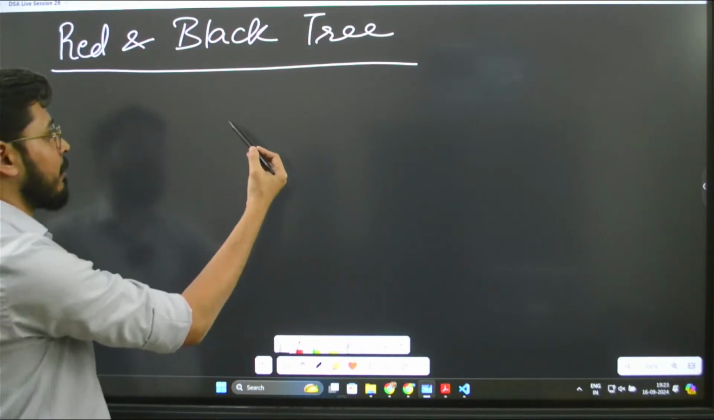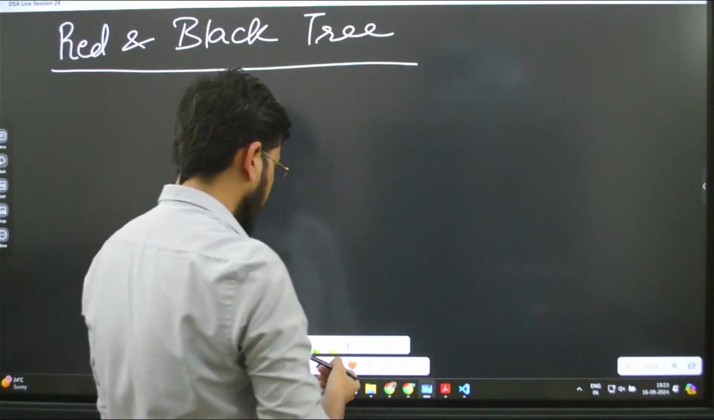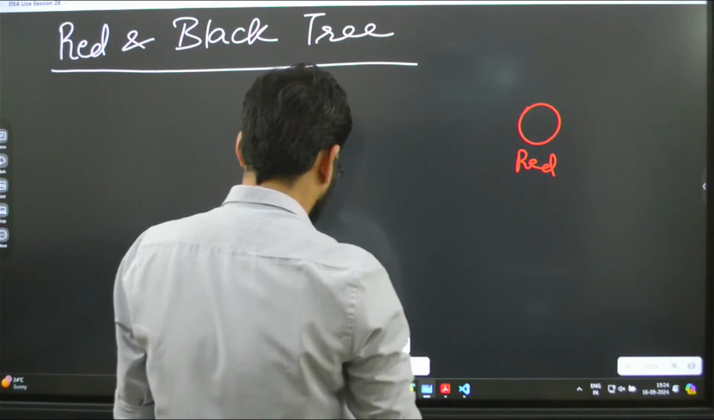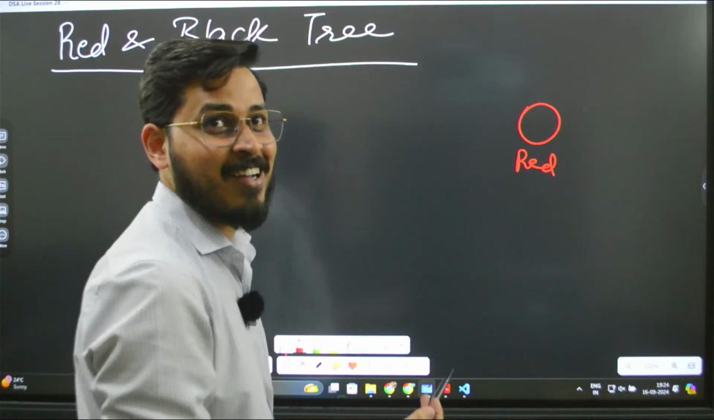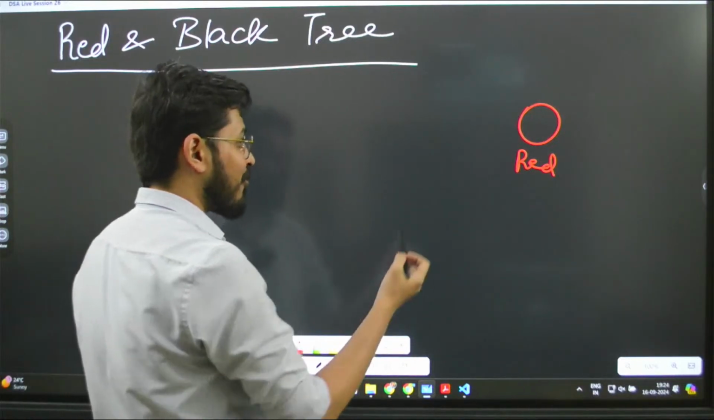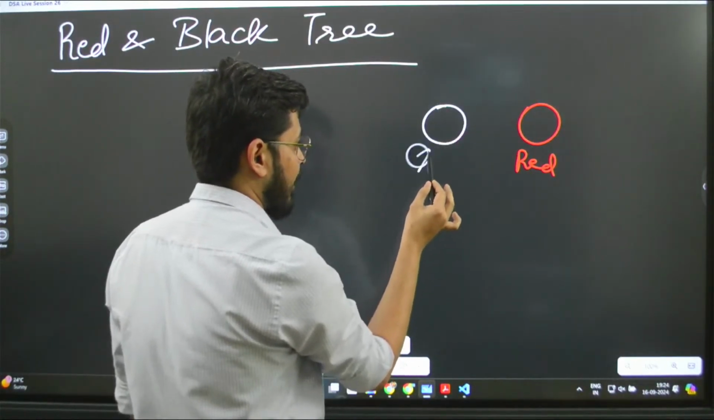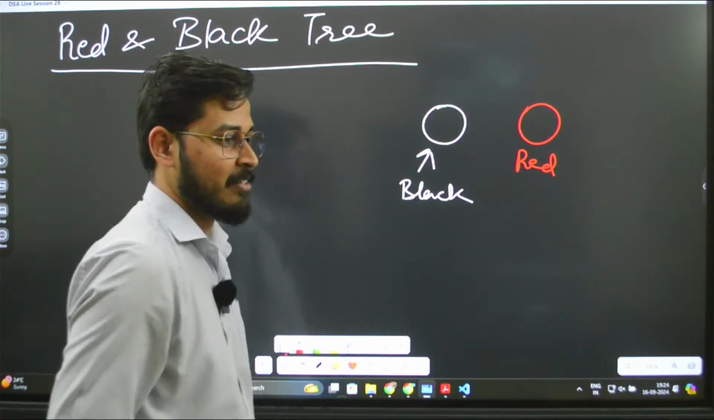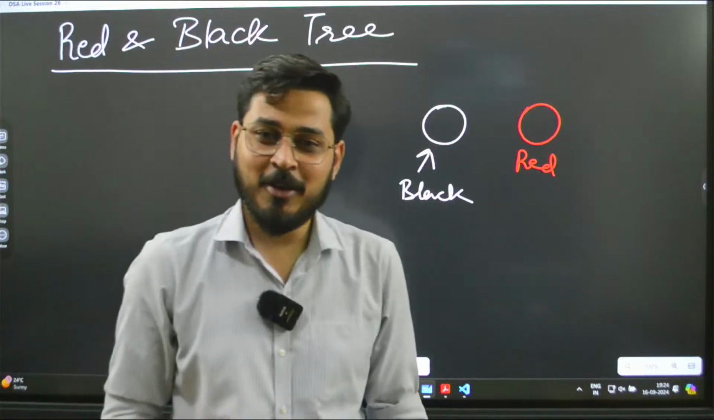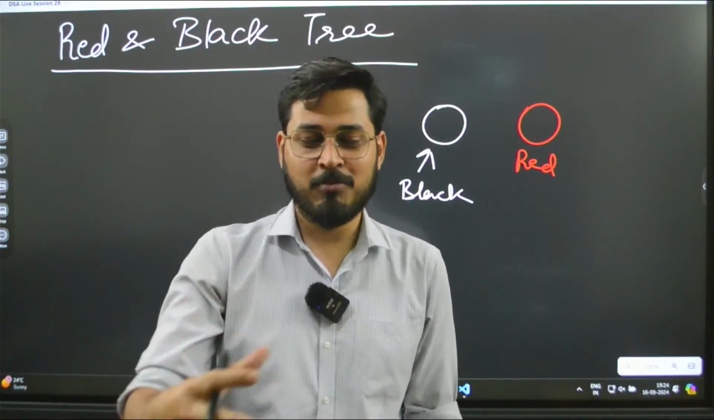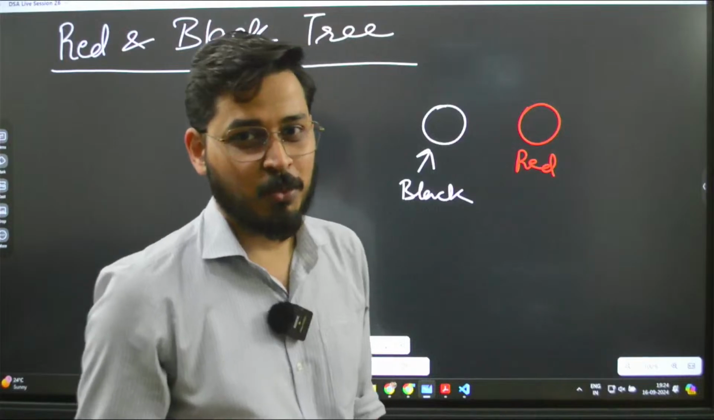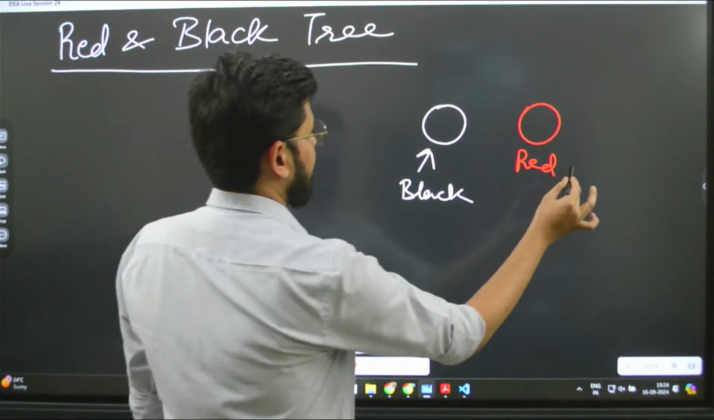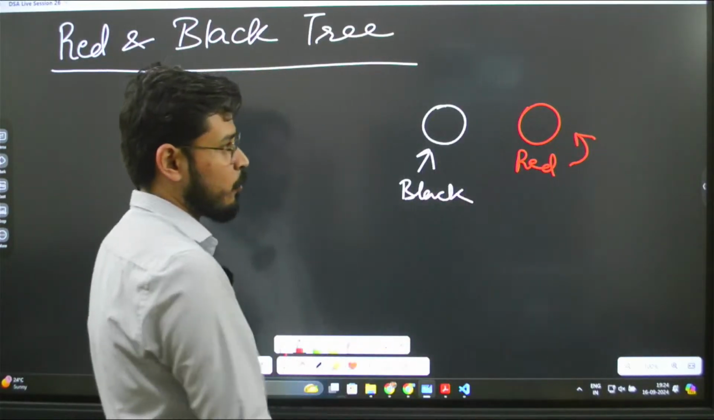Now what exactly is this? Of course, as the name suggests, there will be 2 kinds of nodes. One is the red node, and I cannot draw the black color on the blackboard, so I'm going to take white as the black. Okay, guys, imagine, because I'll not be able to use black on the blackboard, I'll be using white as our black node. Okay, so there are 2 things, the red node and the black node.